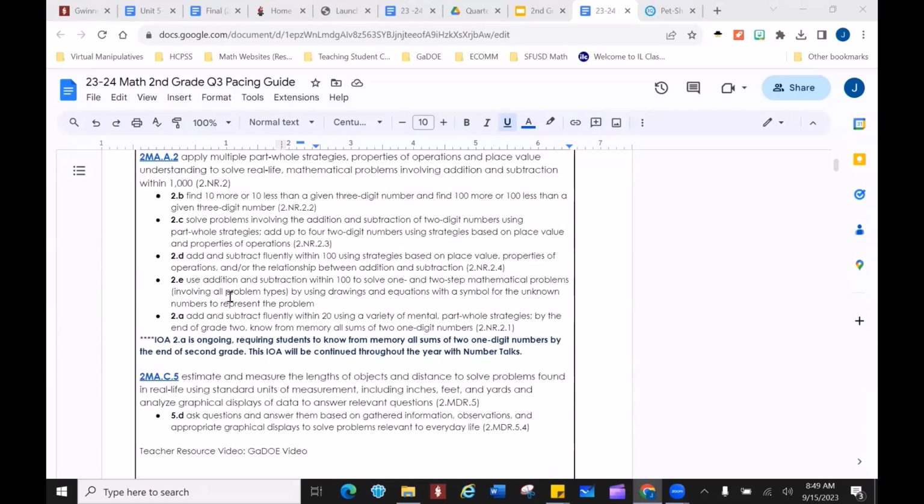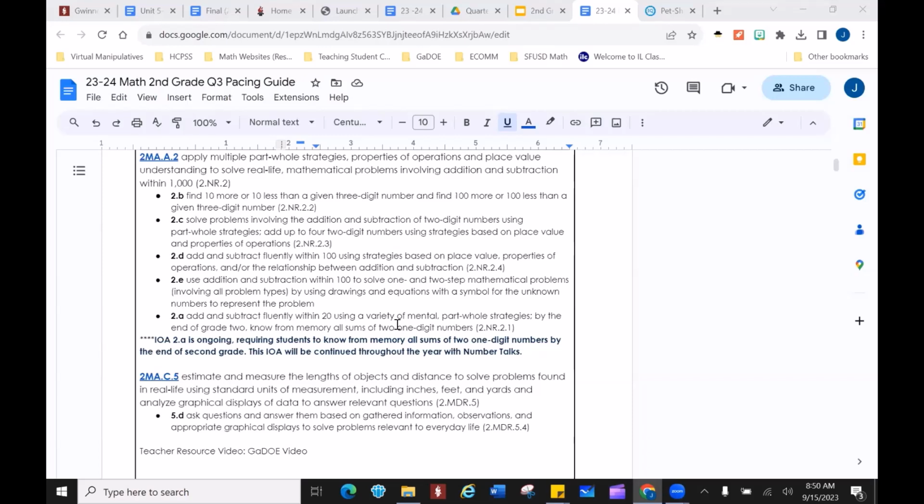adding and subtracting within 100 to solve 1- and 2-step word problems, using drawings and equations with a symbol, and adding and subtracting fluently within 100, using strategies based on place value, properties of operations, and/or the relationship between addition and subtraction. It also includes solving problems involving addition and subtraction of 2-digit numbers using part-whole strategies, as well as adding up to 4 2-digit numbers using strategies based on place value and properties of operations.